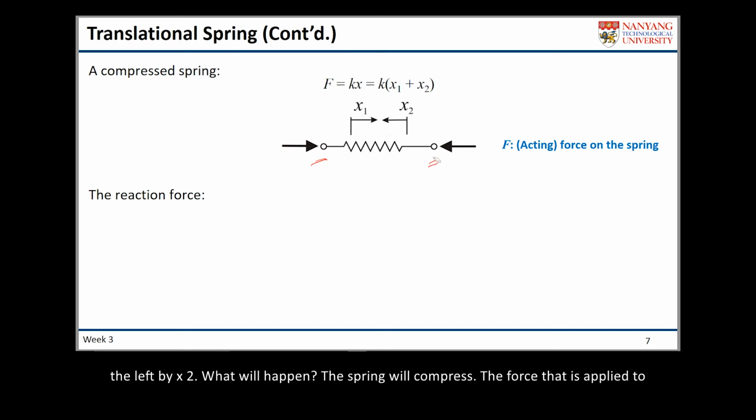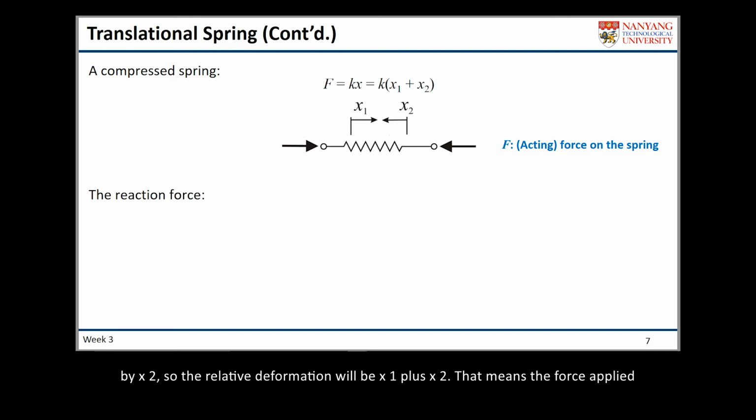What will happen? Of course, the spring will be compressed. The force that is applied to compress the spring, similar to the previous one, is proportional to the relative deformation. Since the left end is pushed to the right by x1, the right end is pushed to the left by x2, so the relative deformation will be x1 plus x2.